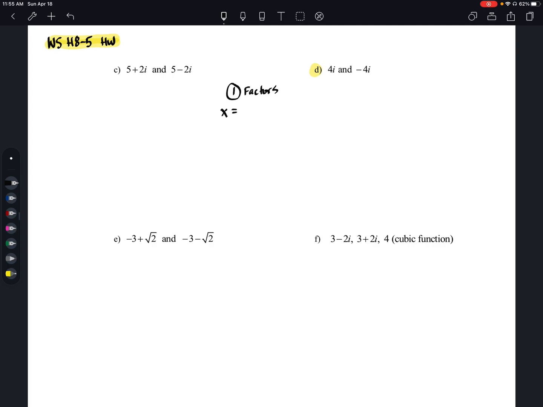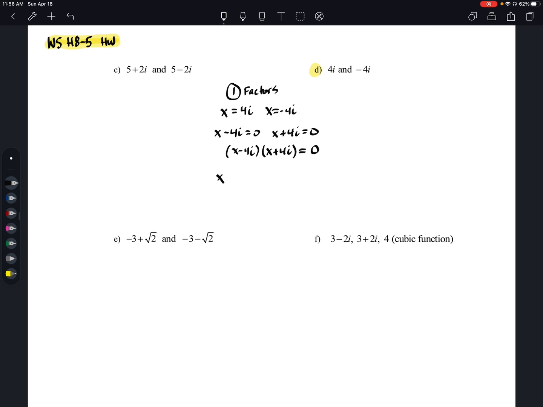So I have x equals 4i. I have x equals negative 4i, so that would be like saying x minus 4i equals 0, x plus 4i equals 0, and then we will put them together in the factored form. But we want to turn it back into standard, so we will FOIL it out.